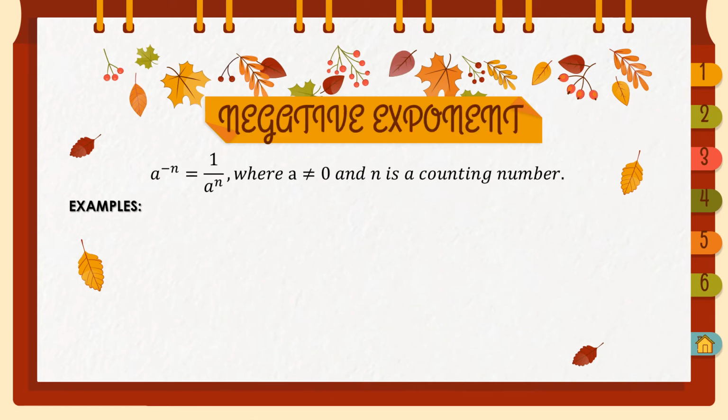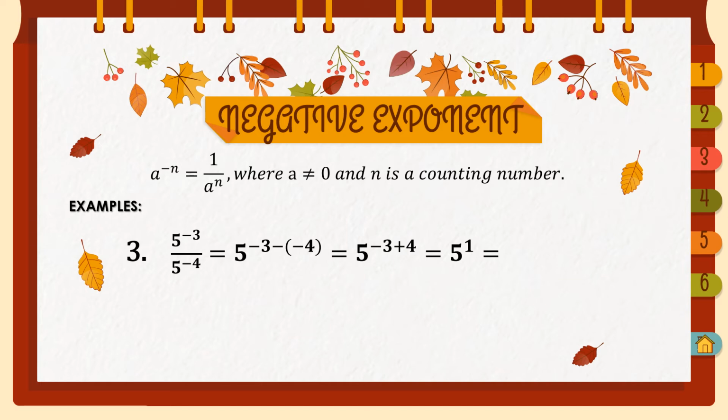Another example. Number 3. What if ganito po ang given natin? 5 raised to negative 3 divided by 5 raised to negative 4. Kung mapapansin ninyo, division po ito, and the base is the same. So, ibig sabihin, copy the base and then proceed tayo sa subtraction ng exponent. So, base is 5, negative 3 minus quantity, the exponent of the denominator, negative 4.